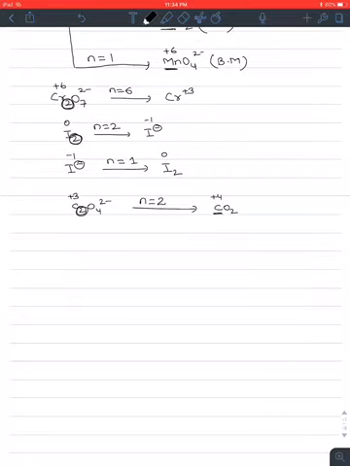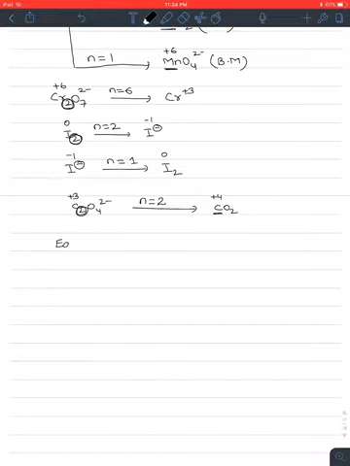Ultimately it is the moles of electrons transferred per mole of the reacting species. So I hope now you are very clear with the concept of equivalent weight. Now let's move to the concept of gram equivalent.